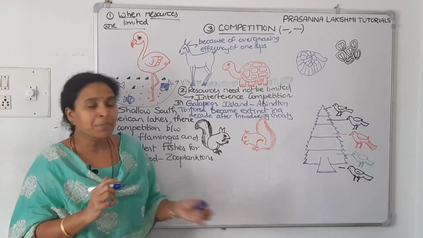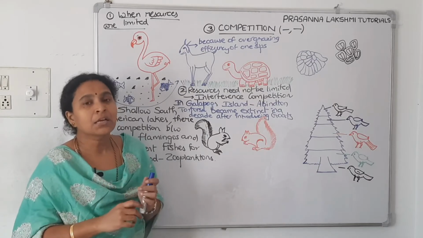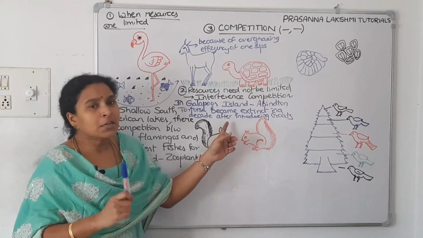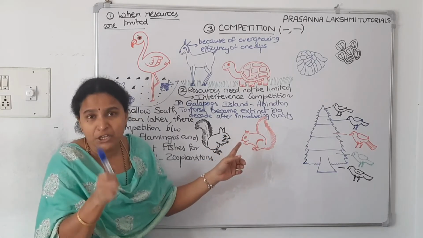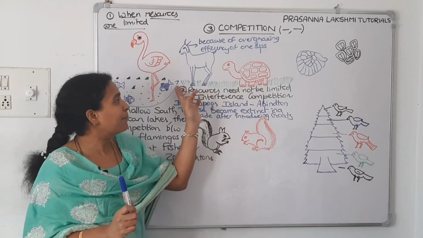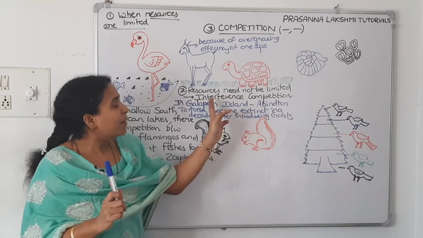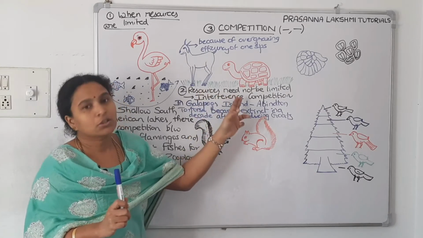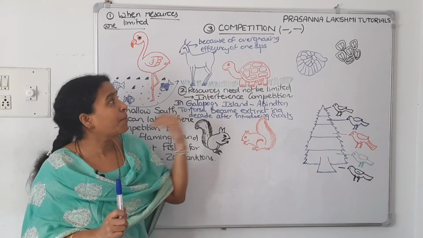First condition, we are telling competition will occur between two species when the resources are limited, right? The second one, we are telling resources need not be limited always. There could be interference competition also. For understanding interference competition, we took this as an example. Abundant grass is there, so resources are not limited here, but because of the interference of the goat, the tortoise became extinct. Now, third example, what's the third condition for competition to occur?